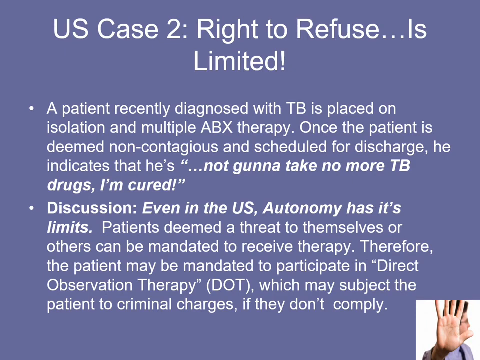Case 2 illustrates a situation that we alluded to earlier. Again, a patient who has tuberculosis, who is on multiple antibiotic therapy, and they're on that therapy for some period of time. They're feeling better, which in many cases they will. And after, let's say, a month into a 6 or 9 month regimen, they decide they're not going to take it anymore. So, as we said, even in the United States, autonomy has its limits.